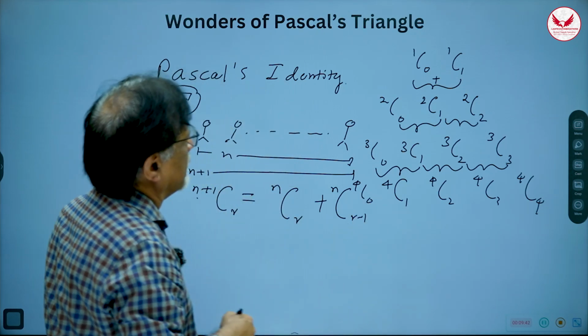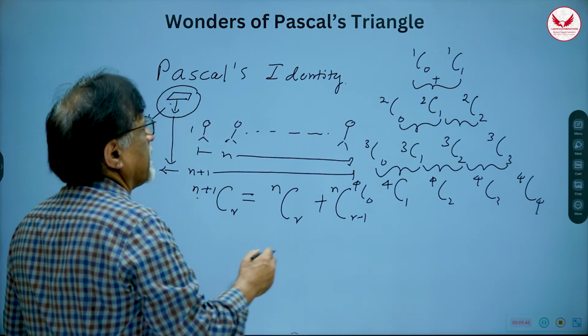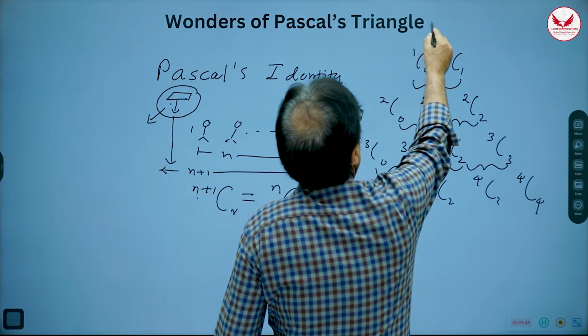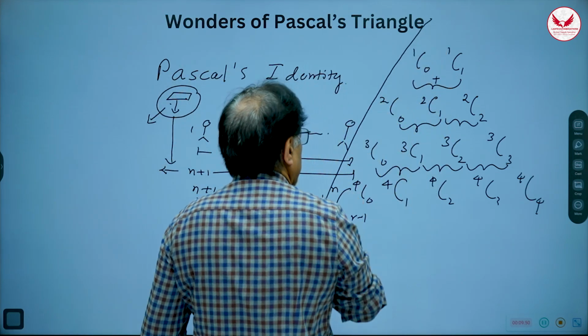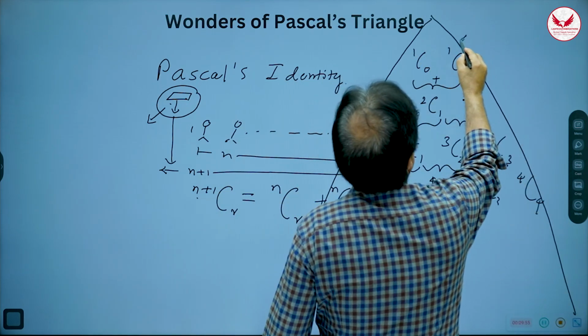Now, this is fantastic. If you actually look at these numbers, it will be very interesting. This way I can go on. This kind of building, which is triangular in nature, is called Pascal's triangle.